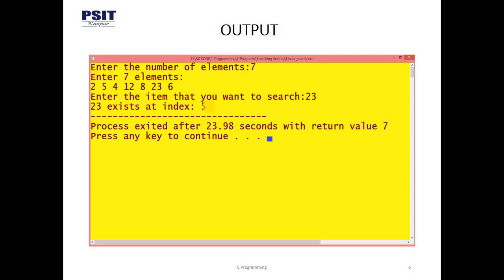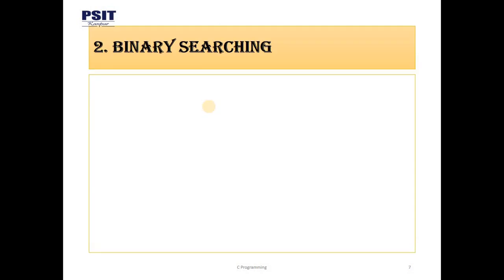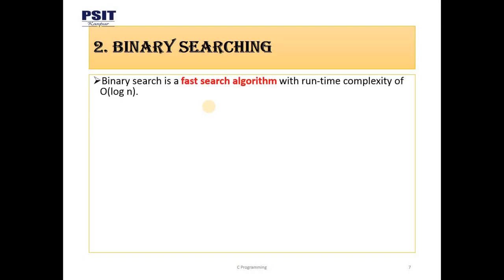Now come to another searching technique, that is binary searching, right? This is a better technique than linear search. It is a faster algorithm with runtime complexity of the order of log n base 2. So it is faster than linear search. How? I will discuss further.